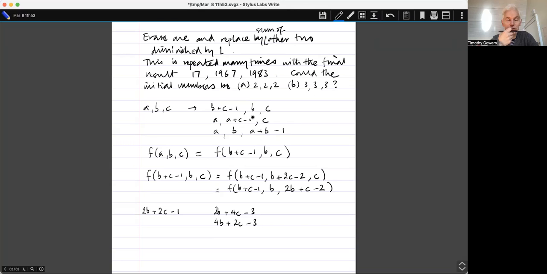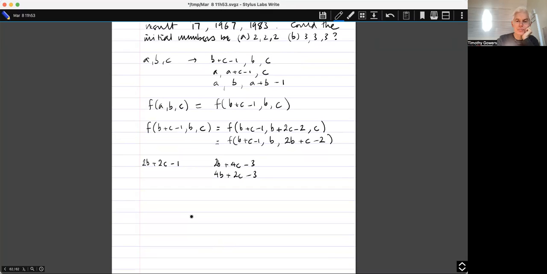So maybe we can try another. So far I'm not really getting any feeling of an interesting invariant. If I were to take maybe not the sum, but what's the difference between these two? The difference between this and this is twice c minus 1, and the difference between that and this is twice (b minus 1). But that doesn't seem very helpful.